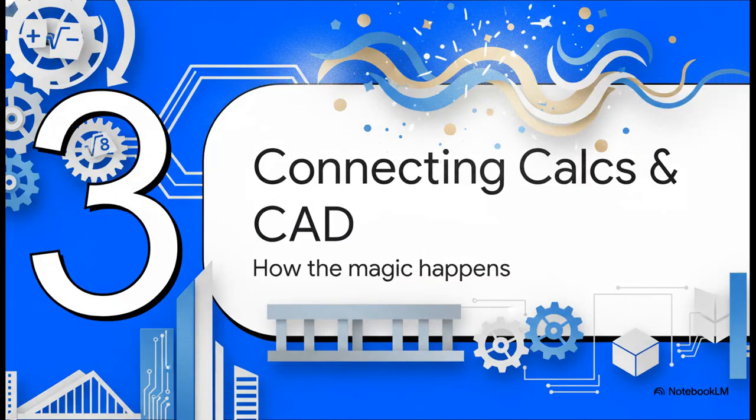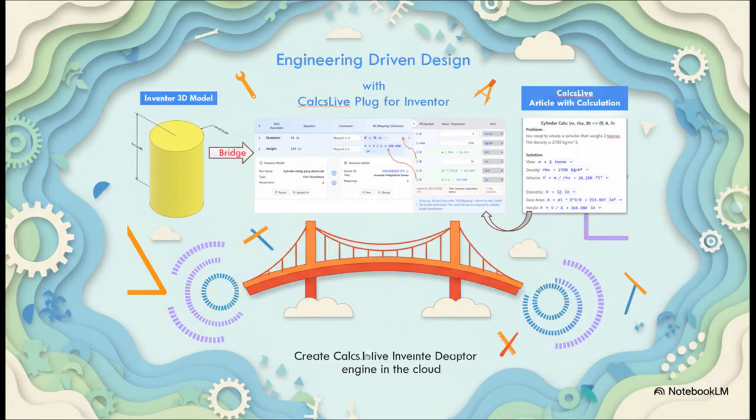Okay, so how does it actually work? I know it might sound complex, but the way they built it is surprisingly simple and, this is key, non-intrusive. Now this slide shows you the whole system at a glance. The most important part to see is that component right in the middle, the one they call the bridge. Think of it like a translator. It's a small local app that sits on your computer and creates a direct, secure connection between your Inventor model and the powerful CalcsLive calculation engine. It just reads and writes parameters back and forth.